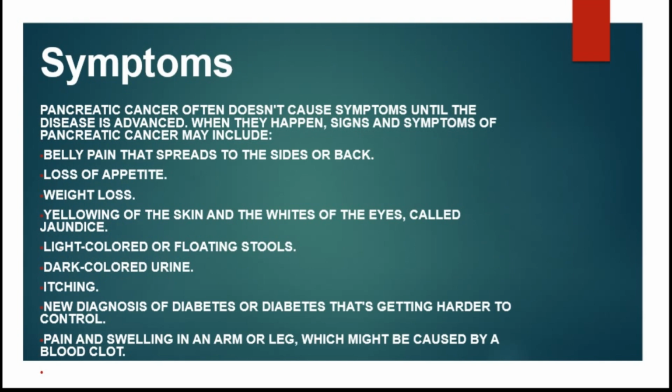Now we came to the symptoms. If someone has the tumor, how does it appear? Pancreatic cancer often doesn't cause symptoms until the disease is advanced. When they happen, signs and symptoms may include abdominal pain, loss of appetite, weight loss, yellowing of the skin (jaundice), light-colored or floating stool, dark-colored urine, itching, new diagnosis of diabetes, pain and swelling in an arm or leg, which might be caused by a blood clot.